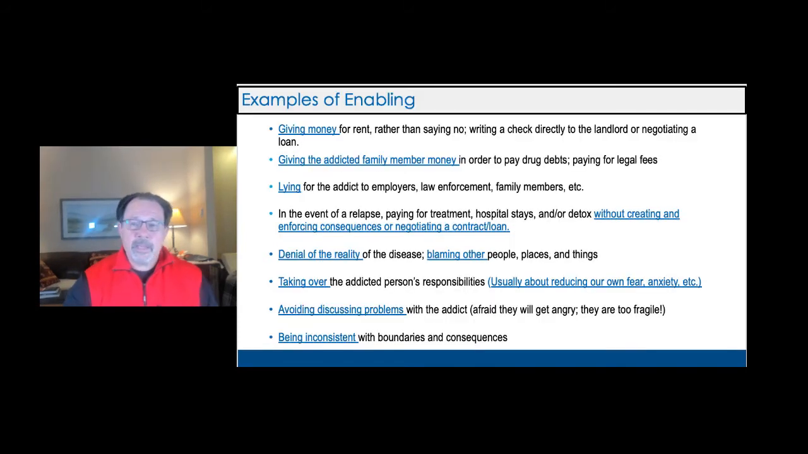So here are some examples of enabling, and you can feel free to add your own examples on Wednesday when we meet to talk about this. Giving money for rent rather than saying no; writing a check directly to the landlord would be a much better option than handing someone a check that they could take and use. And a lot of times family members will say, well, no, I'll pay for it, but I'm not going to give you the money, I'm going to talk to your landlord. Well, here are the reasons that you can't do that. There's always a million reasons why. No, you need to give me that money.